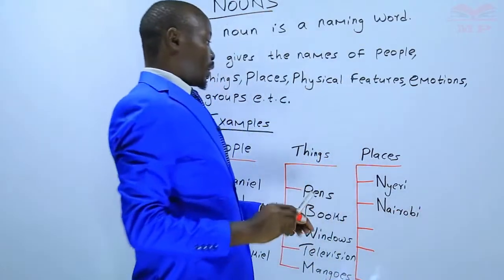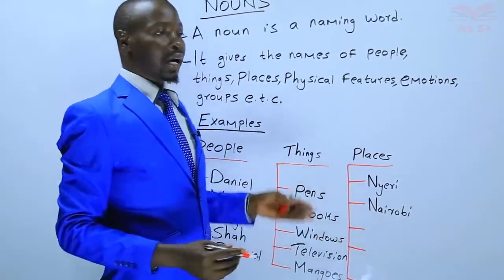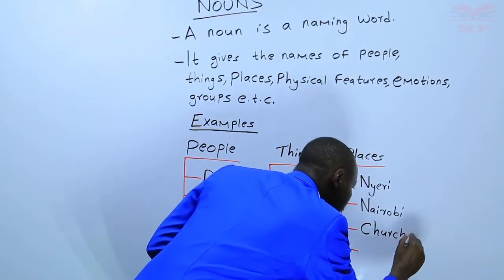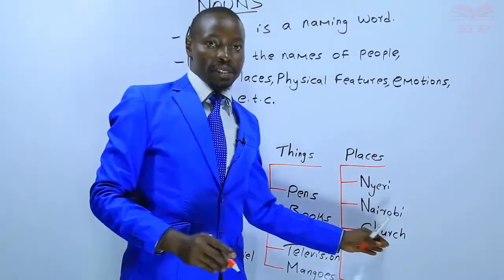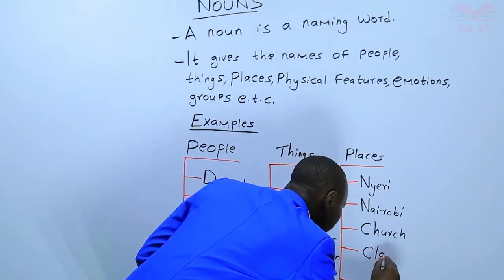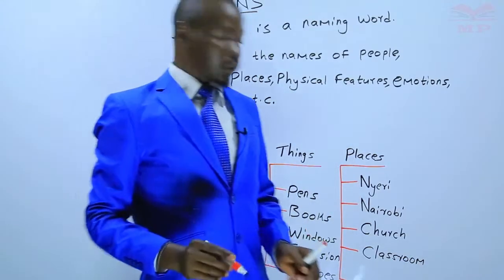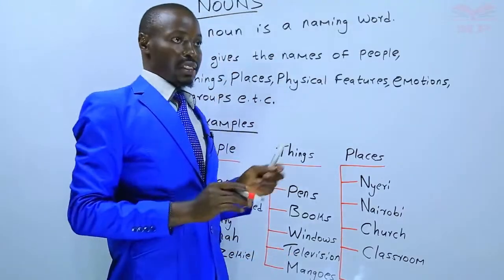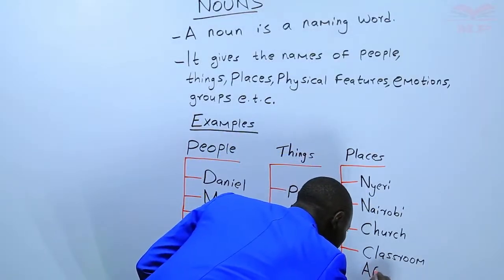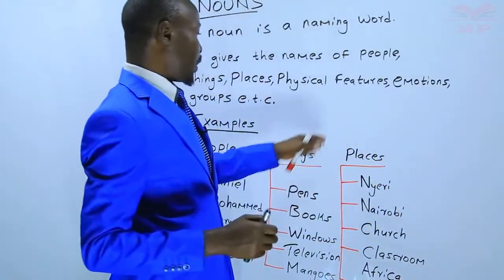And it's not only giving us the names of the towns and the cities, we can also talk about the places we visit frequently. We have churches. So a church is a place. Even where we always learn, classroom. A classroom is still a place, so it's also under the names of places. And finally, we can use the continents. For example, we live in Africa, so we can use continent Africa. And those are the 5 examples of the names of places.